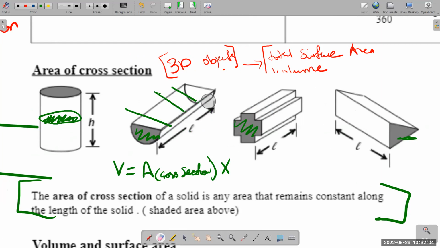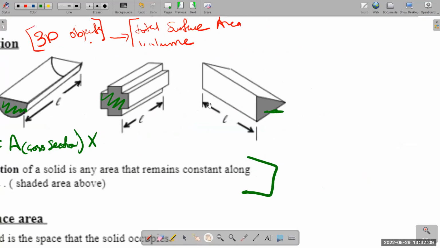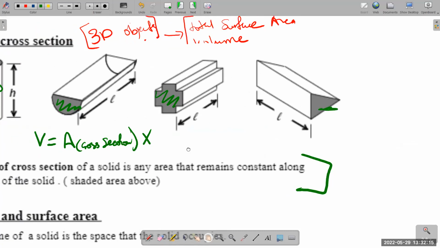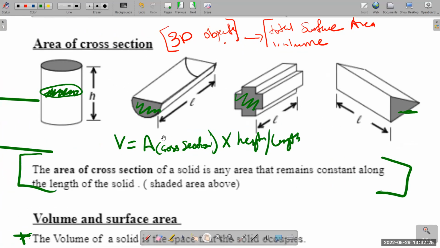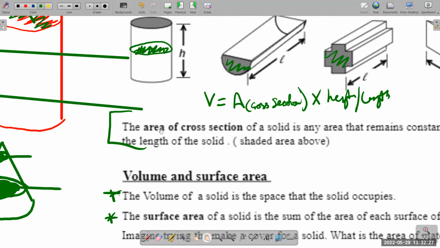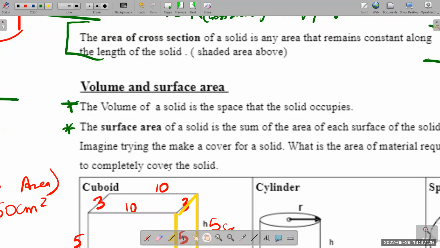Sometimes it's the height if it's standing up. Sometimes it's the length if it's laying down. Everybody see the difference? But it's the same thing, right or wrong? It's just based on how it's positioned. So it's always the area of the face times the height or the length, whichever one based on the position of the shape. That's volume for you for these types of shapes. Area of the cross section times h.